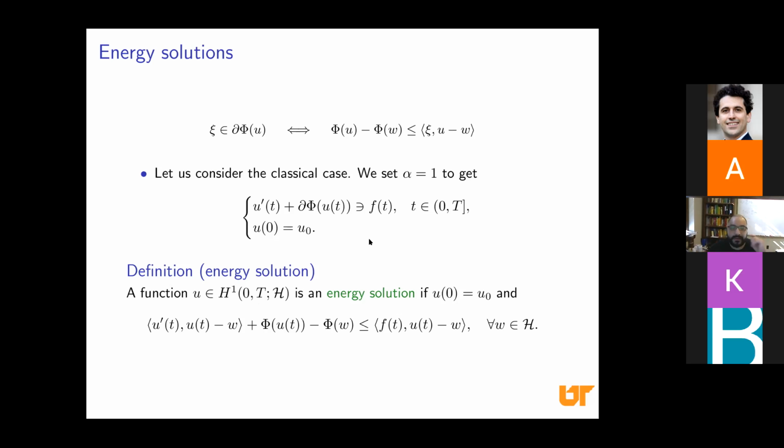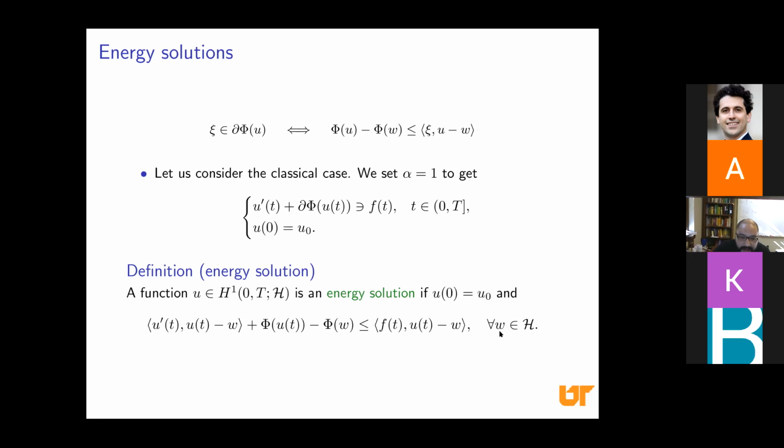And then to show what type of equation this needs to solve, or what type of problem it needs to solve, essentially what I'm doing is multiplying, taking the inner product of this inclusion with u minus w, and using that this is the subdifferential, so that I get essentially this evolution variational inequality. Right? So once again, going from this expression to the definition of energy solution is just taking the inner product with u minus w and using the definition of subdifferential.